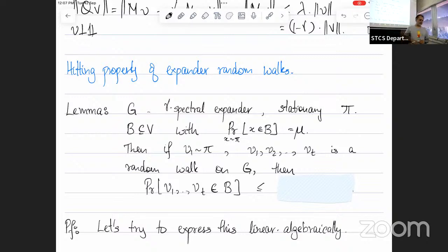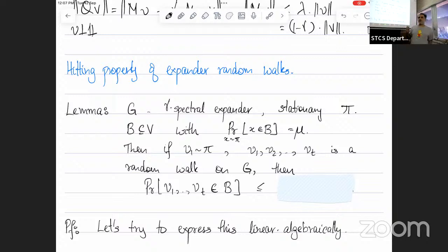Okay. And I have some bad set. And let's say the volume of this bad set is mu. Again, this volume has to be calculated according to the stationary distribution. So it's like, if I pick an x according to the stationary distribution, what's the chance that I fall inside this B? I am told that this is some mu. You should be thinking of mu as something like half, some small constant.